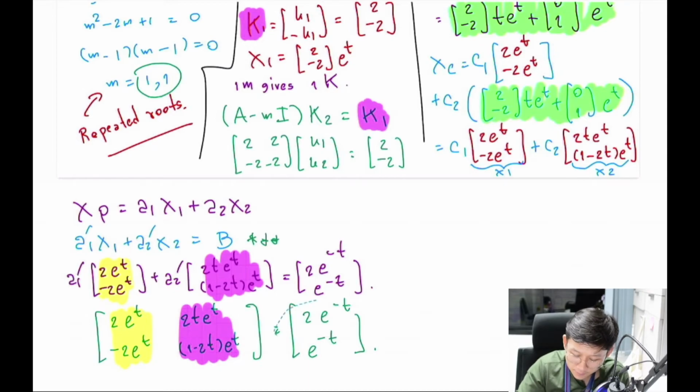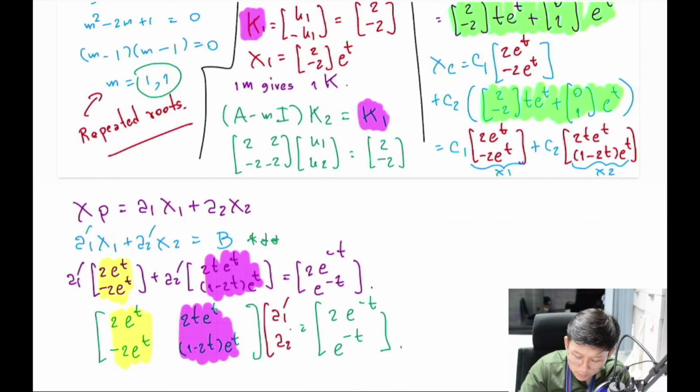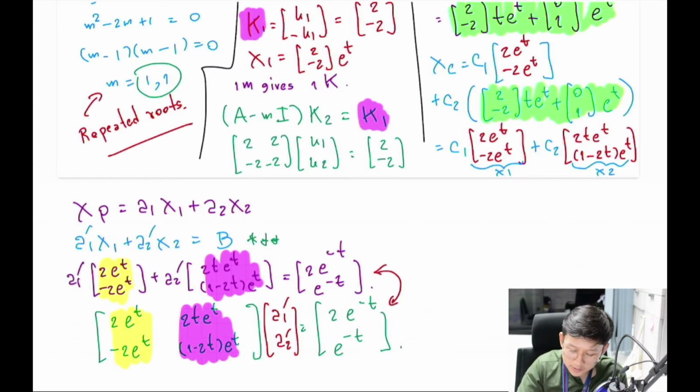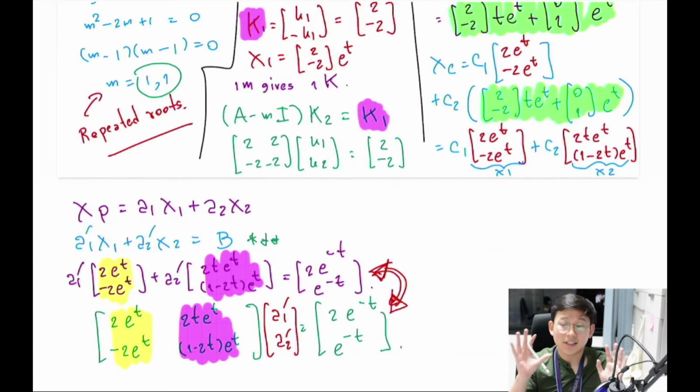Sorry guys, I forgot a1 prime and a2 prime here, right? There should be the vector a1 prime and a2 prime here. Okay, and these are equivalent, right? They are the same equation. Good.